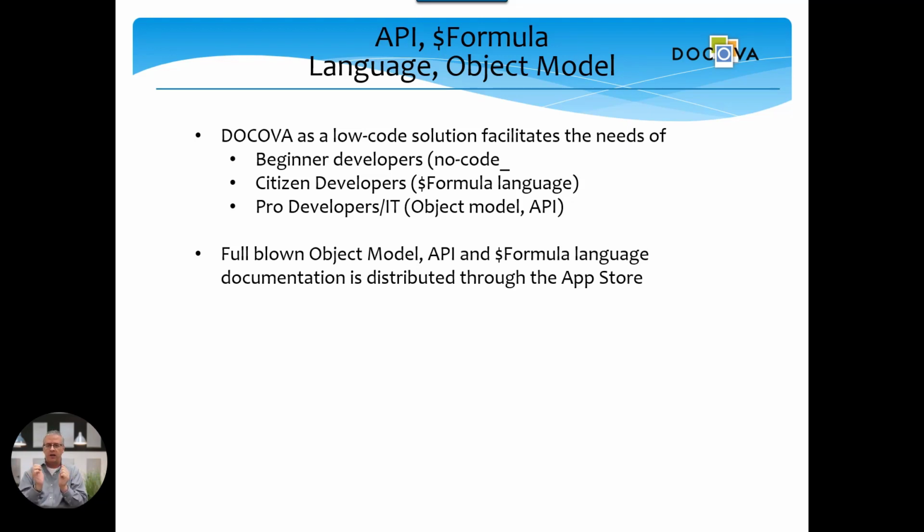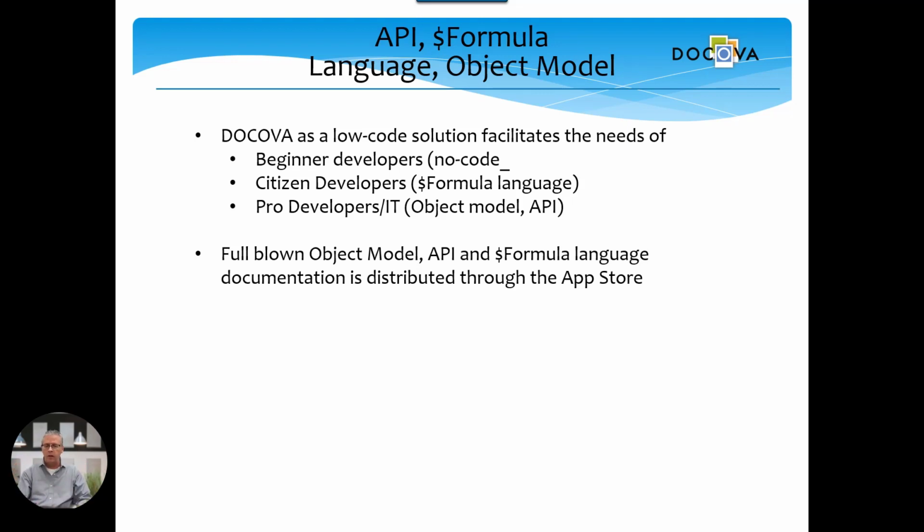It's really a great way to help people who are beginners just create things with no code, and then they can graduate to a little bit more complex formula language. So formulas that calculate business days or what month it is and stuff like that, nice and easily for you. Versus pro developers, where they can use our full-blown object model and our full-blown API to do pretty much anything you can imagine in the front and back end of DOCOVA.